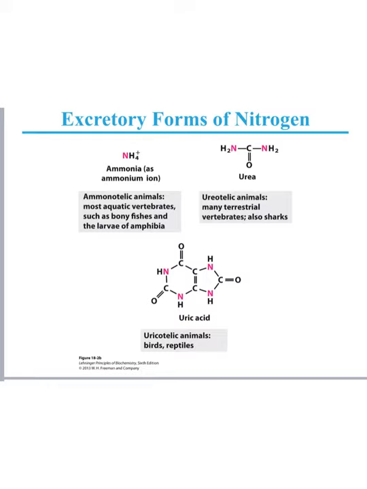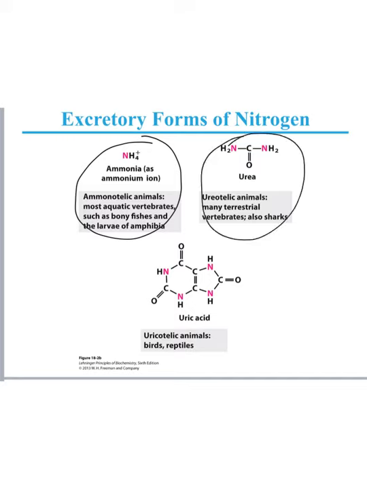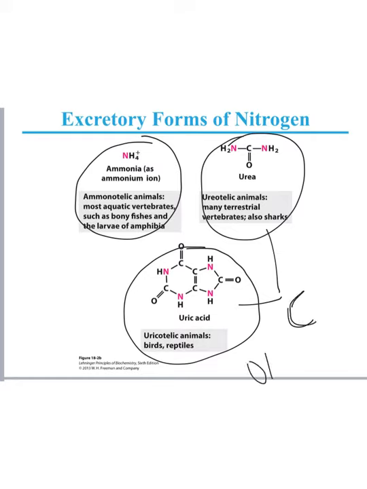Okay, so here are those three excretory forms of nitrogen. Again, we have ammonia that we see in vertebrates and aquatic animals. We have urea that we see in terrestrial animals, including humans. And then we have uric acid, which we see excreted in birds and reptiles. The key is that even though urea and uric acid contain carbons, you can see that these carbons are pretty well oxidized. They're very highly oxidized, almost entirely oxidized, especially in the case of urea.